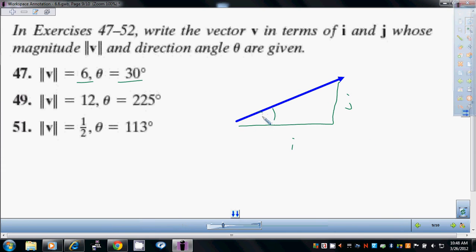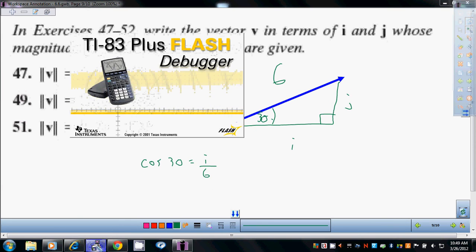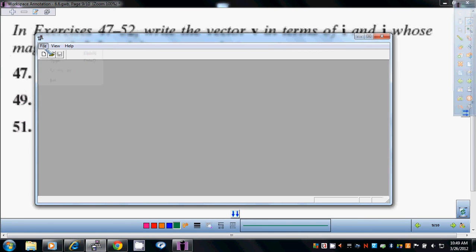So we have to use SOHCAHTOA. You want to solve for i or j first? I. So we're using 6, which is which side? Hypotenuse. Which side is i? Adjacent. Which trig function is that? So cosine 30 equals adjacent over hypotenuse. What do I need to be in? What mode? Degree. Very good. So that'd be 6 times cosine 30, and you'd have your i's.